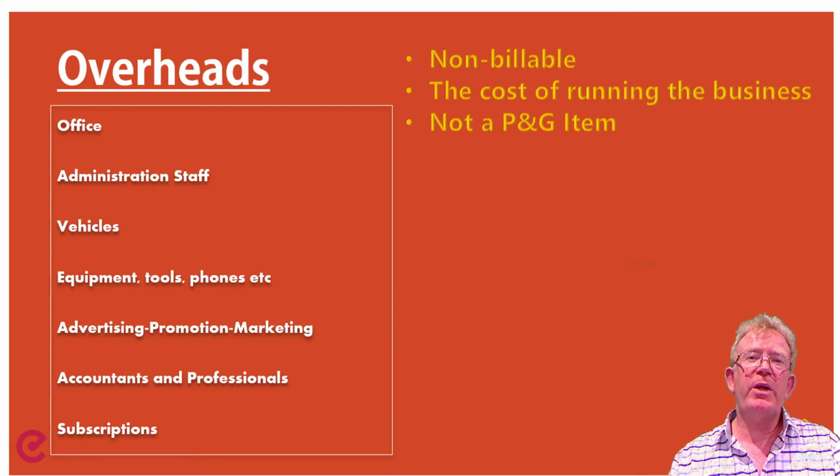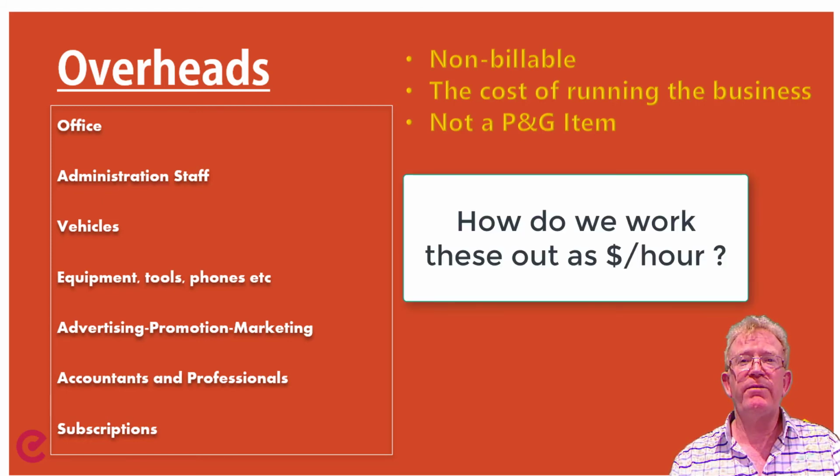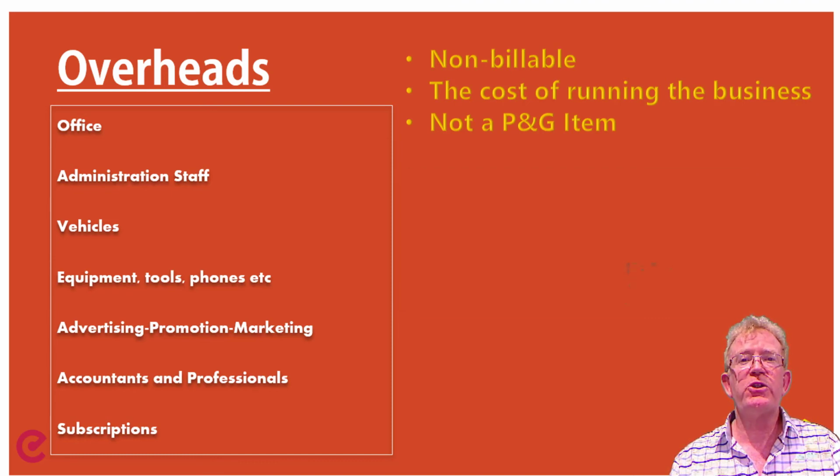So the question now becomes, how do we attribute these overhead costs on a per job, per hour basis? How do we account for these costs while we're costing a job? In principle, there are two methods. So let's look at those two methods.